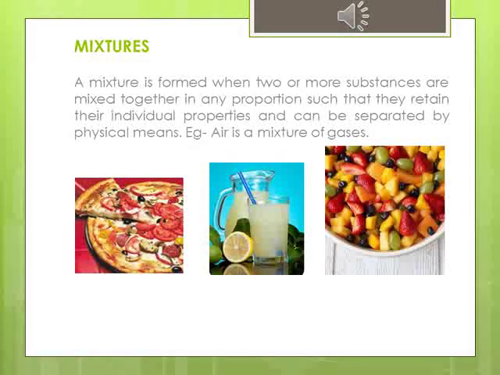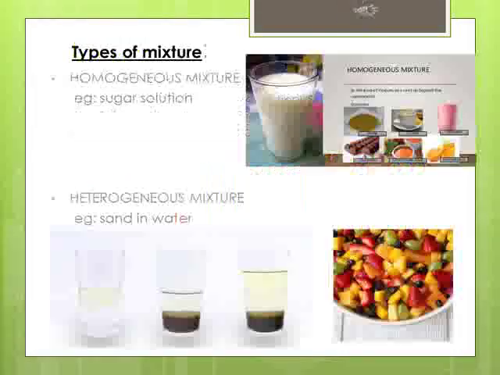Number three, liquid mixture. So it could be milk and water, tea and milk, all right, or lemonade, where we have lemon juice and soda. So these are different types of mixtures.